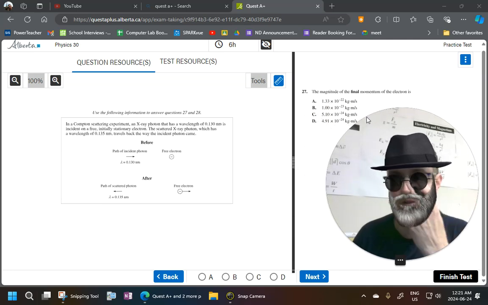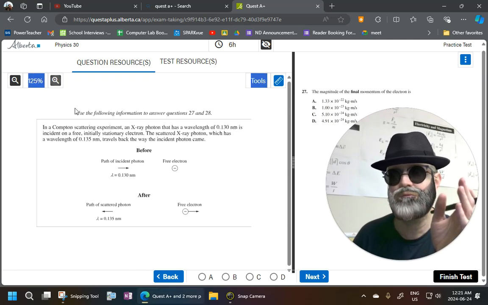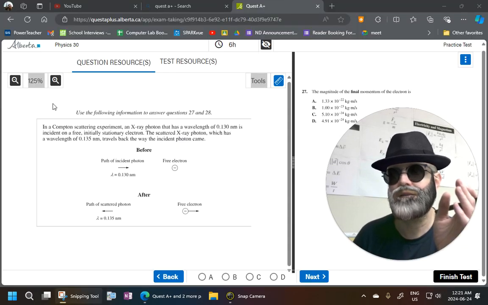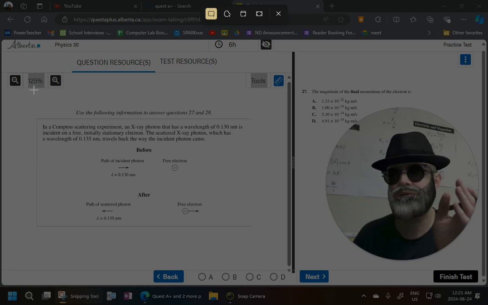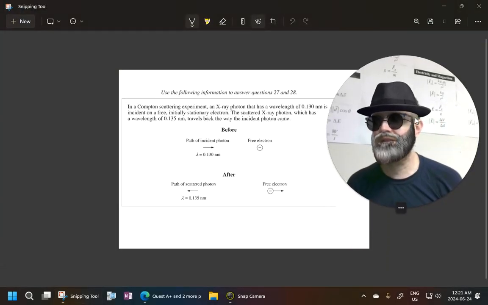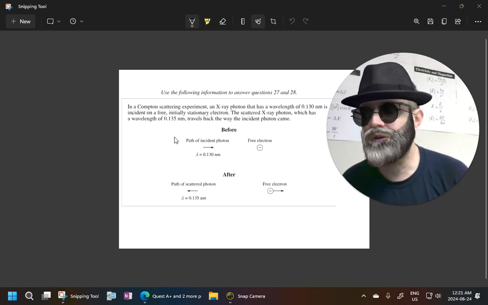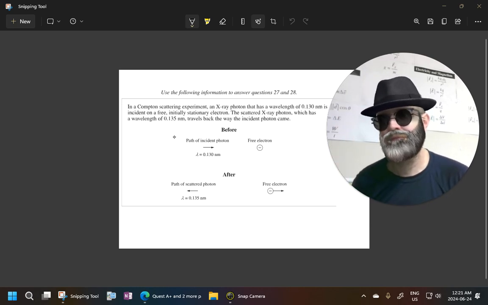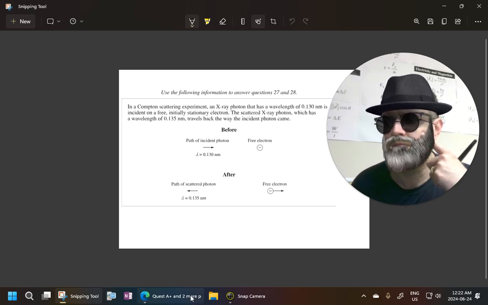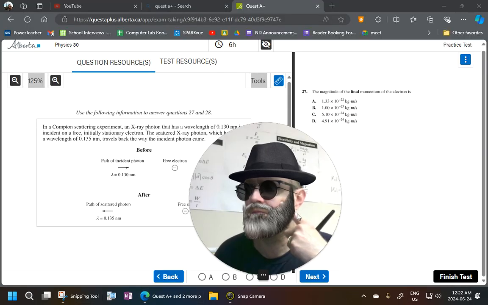Okay, so the magnitude of the final momentum here. I'm just going to zoom into my picture and quickly take a little snapshot of this, and we're going to do a little bit of math on this one. What we know is the incident momentum, and we want to know the final momentum. Of what? Of the electron.